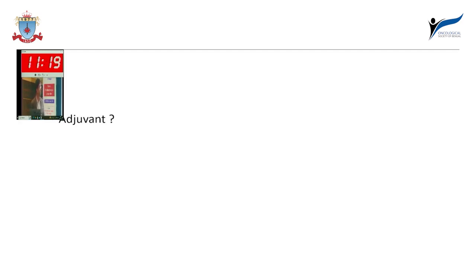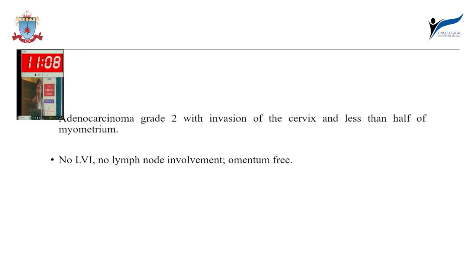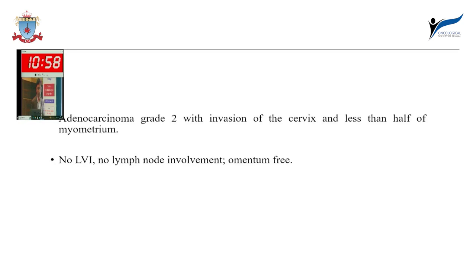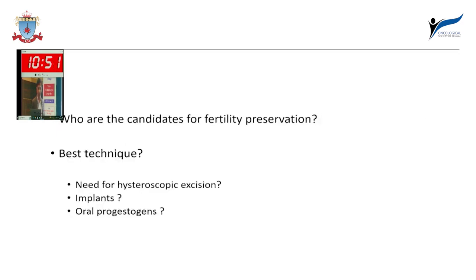I think we can go with only vaginal cuff brachytherapy. Yes, so we overtreated her. We gave external beam and then... Is it stroma? There was stromal invasion. So we treated her with external beam RT followed by 2 sessions of brachytherapy.